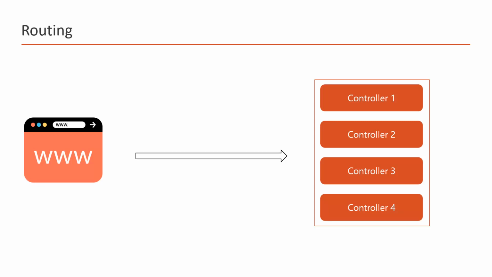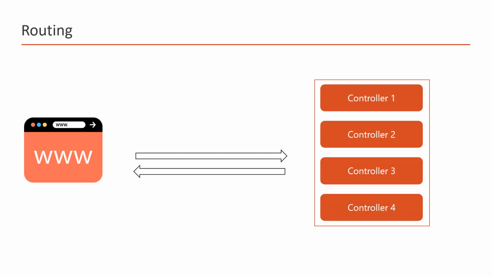Suppose you are sending a request from this browser to the server. Then you already know that first this request has to pass through the HTTP pipeline, and if everything is alright, then this request will go to the controller, and on the controller it will actually go to an action method, and based on the processing of that action method we will get the response.